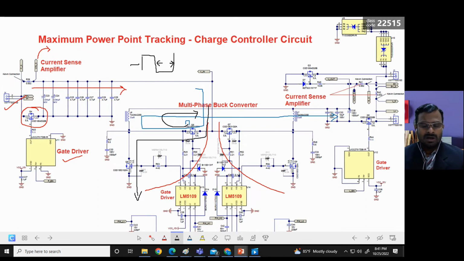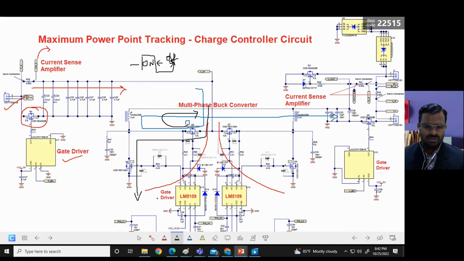So the on and off time will be controlled. During on time, it is charging the battery. During off time, it is not going to charge the battery. So if the on time is more, the battery is going to charge more, which means the current flowing to the battery will be more. If the off time is more, the current going to the battery will be less. This is for one phase.